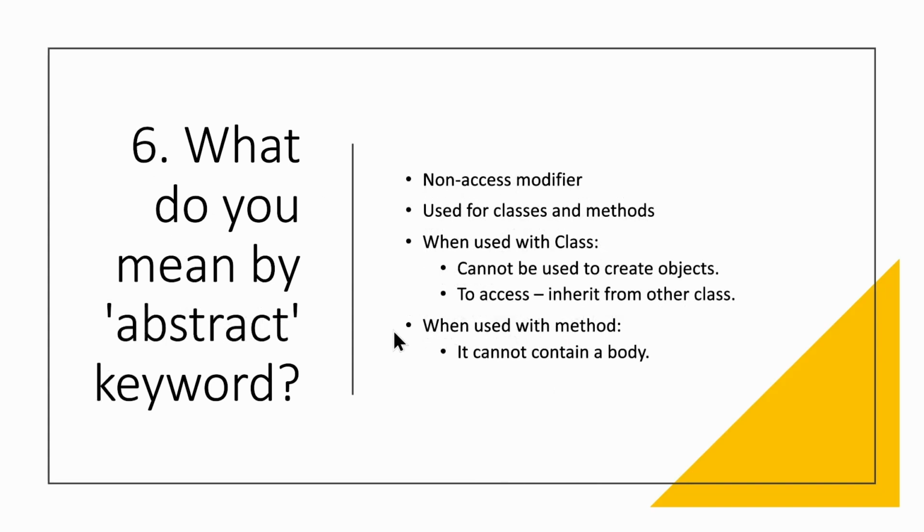Next question, what do you mean by abstract class? It's a non-access modifier. You have abstract classes as well as methods, that is, it is used for classes and methods. When used with a class, it cannot be used to create objects. Okay, to access it you need to inherit from another class. When used with a method, it cannot contain a body. Okay, so you need to make these points clear, and if needed, you can give an example in brief.